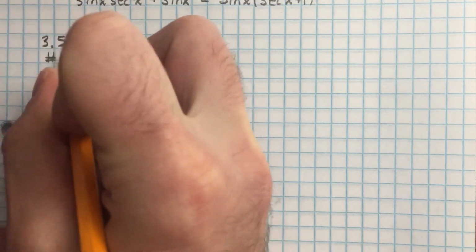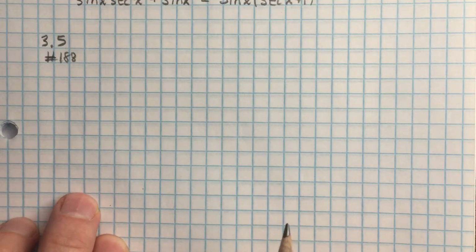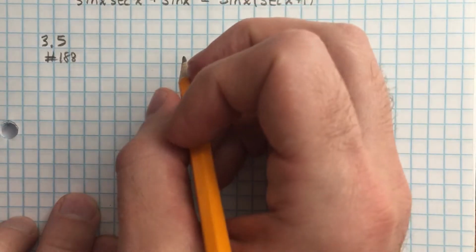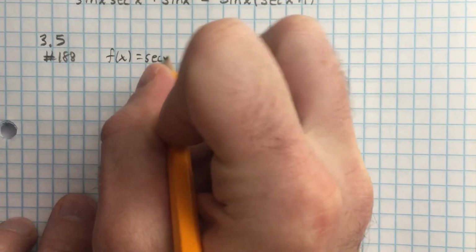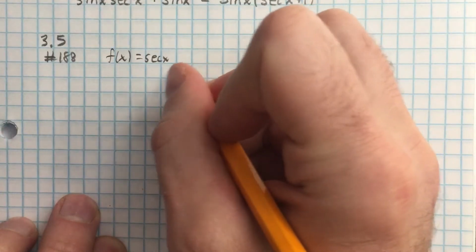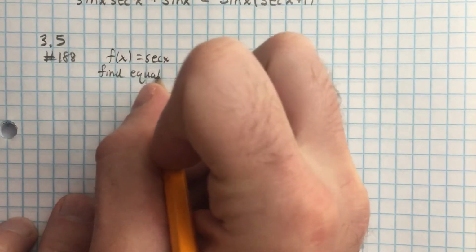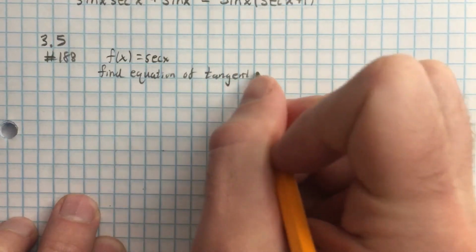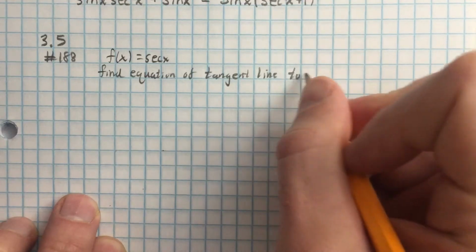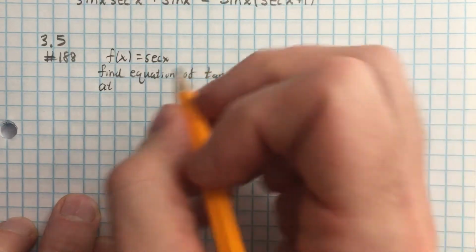3.5, number 188. Again, one of the two most important problems for the course, you might say, dealing with derivatives is finding the equation of the tangent line. So that's what this one is. And our function is f of x equals secant x. And we're finding the equation of the tangent line to this function at x equals pi on 4.